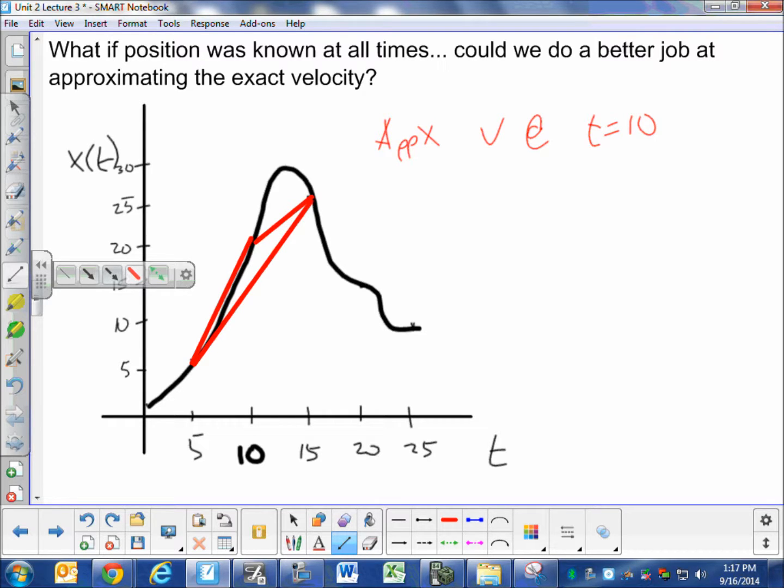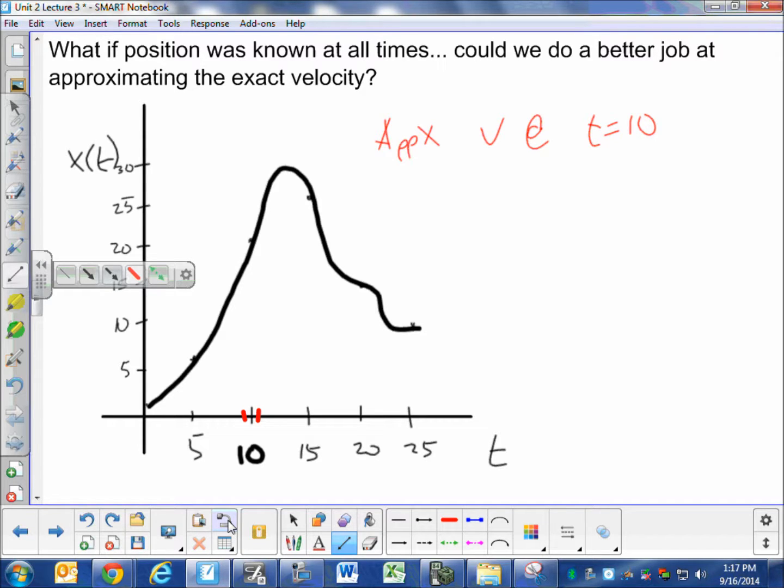Well, Ms. Coffey said, you want to get a better approximation? Look at 9.999 seconds, look at 10.0001 seconds. What would that line look like if I drew a line that is right to the left of this 10 and right to the right of this 10? How would that line look if I drew that line? I mean, it would be really, really tiny, but extend it. What would it look like?